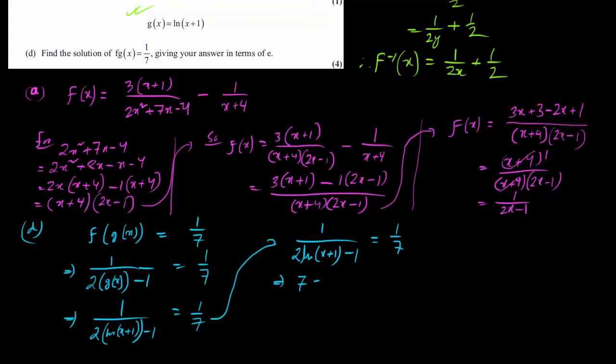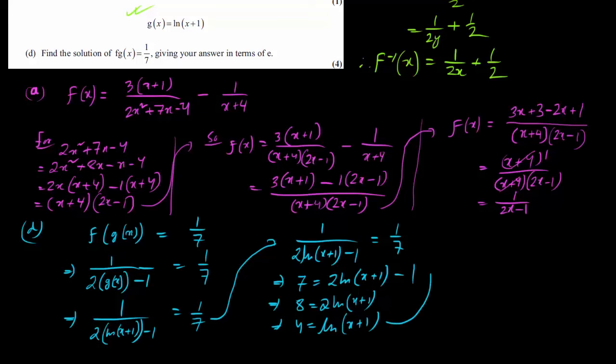If we do cross multiplication, 7 equals 2 ln(x + 1) − 1. So 7 plus 1, 8 equals 2 ln(x + 1). So 8 by 2 is 4 equals ln(x + 1). So ln(x + 1) equals 4. As you know about solving logarithm or exponential functions, if ln x equals a, then x equals e to the power a. That is the rule. So x + 1 equals e to the power 4. Therefore x equals e to the power 4 minus 1.